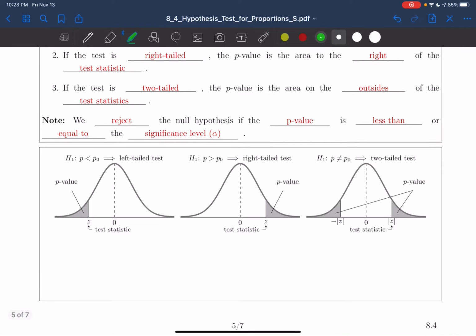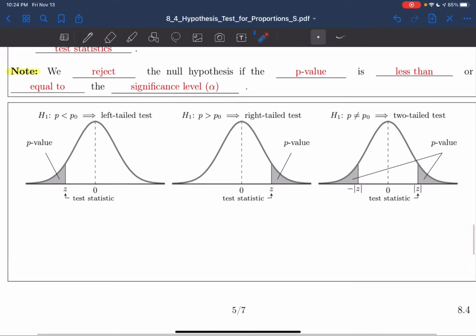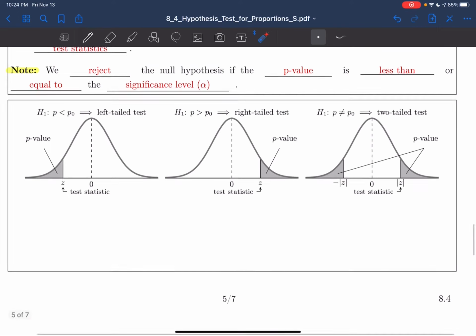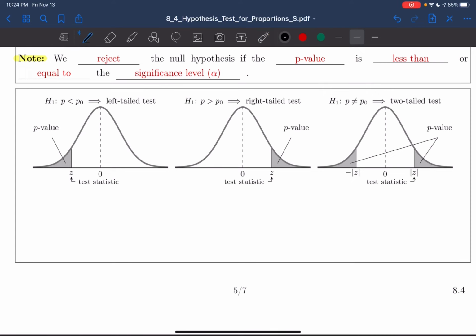And then also, same conclusion: we reject the null hypothesis if the p-value is less than or equal to our significance level alpha. So it's kind of the same thing that we've been doing in section 8.2. So let me just divide this up a little bit.